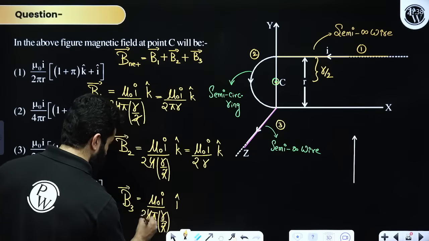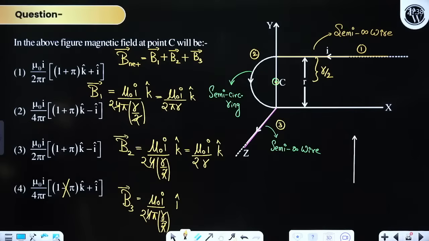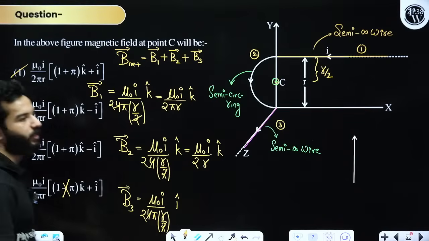So this will get cancelled out, and you just have to add them now. So mu naught I upon, I can take out 2 pi r common. If I take 2 pi r common, I'll get 1 plus pi and minus plus I. So option 1 should be the correct answer.